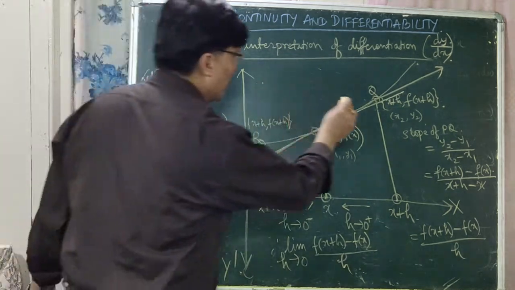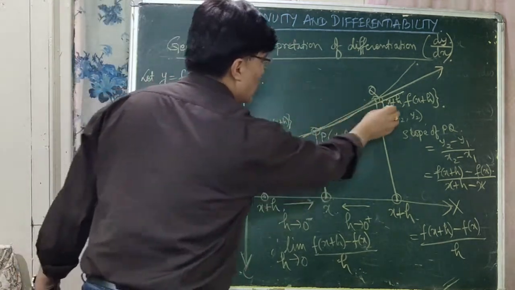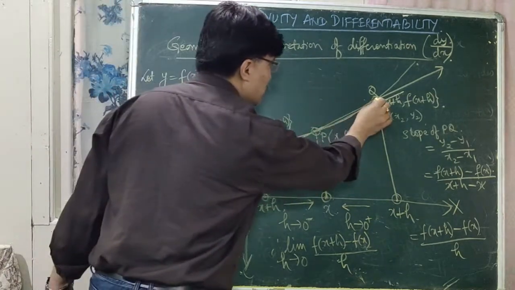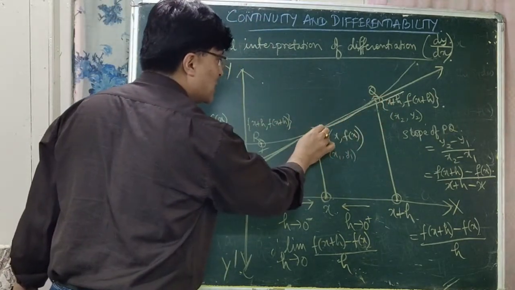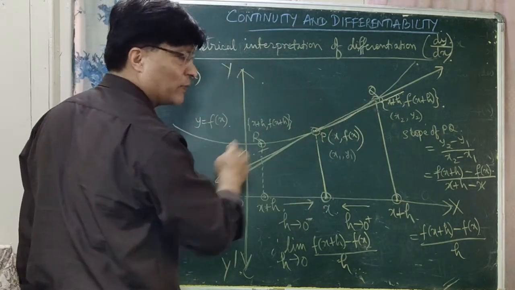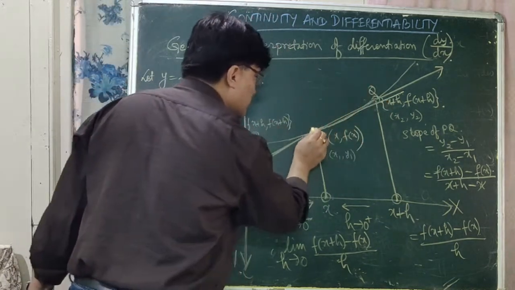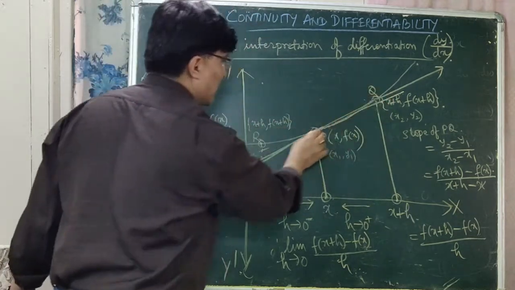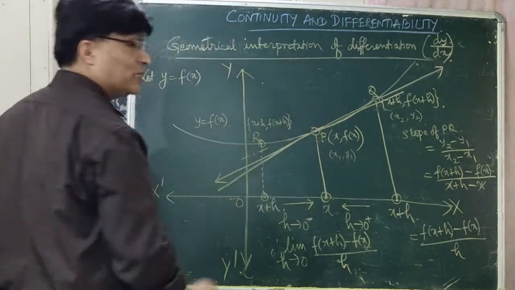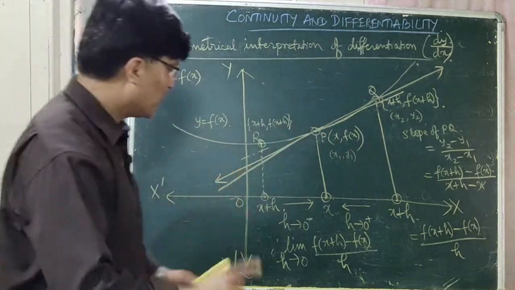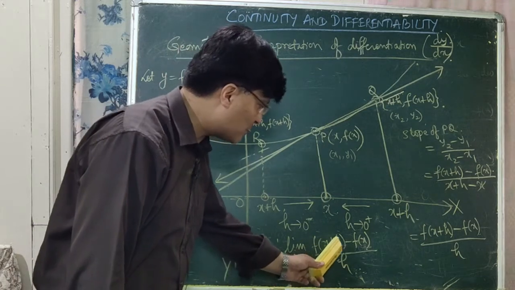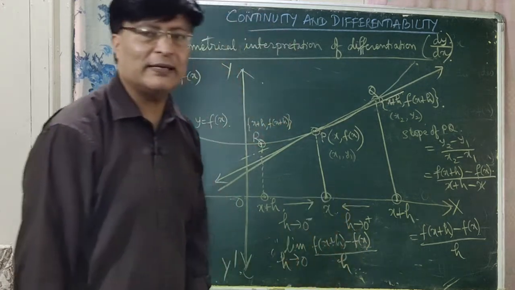That means when this h tends to 0, that means when this Q point coincides with P, this straight line will be a tangent to the curve at the point P. So here you can write down limit h tends to 0, f of x plus h minus f of x, whole divided by h.